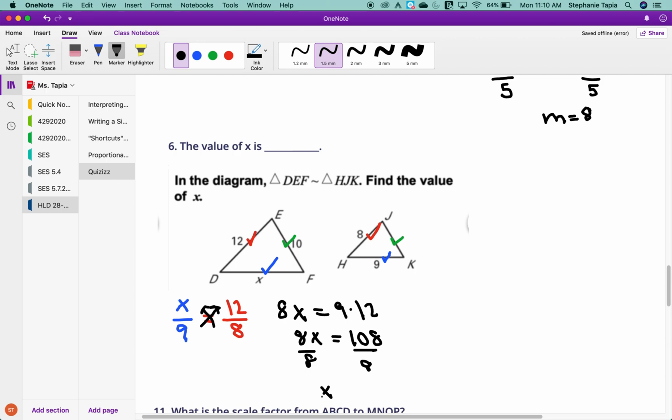And that's going to give you x is equal to 13 and a half. It's very, very easy.